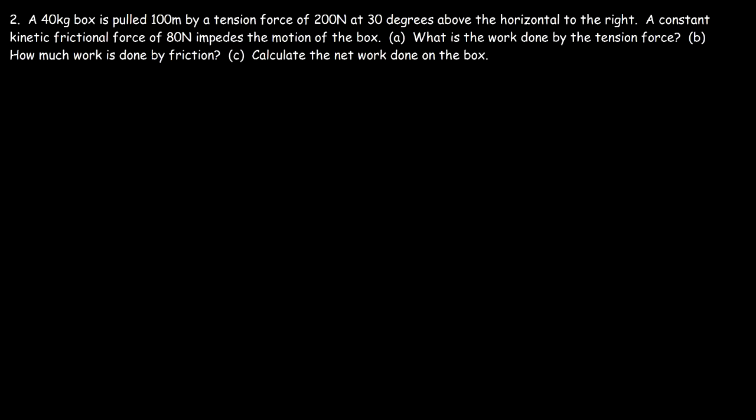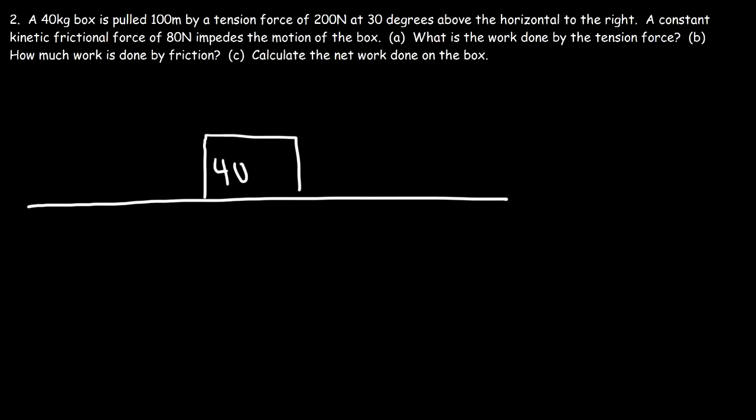Number 2, a 40 kilogram box is pulled 100 meters by a tension force of 200 newtons at 30 degrees above the horizontal to the right. A constant kinetic frictional force of 80 newtons impedes the motion of the box. What is the work done by the tension force? So let's draw a picture. So we have a 40 kilogram box, and it's being pulled to the right by a tension force, and that force is 30 degrees above the horizontal.